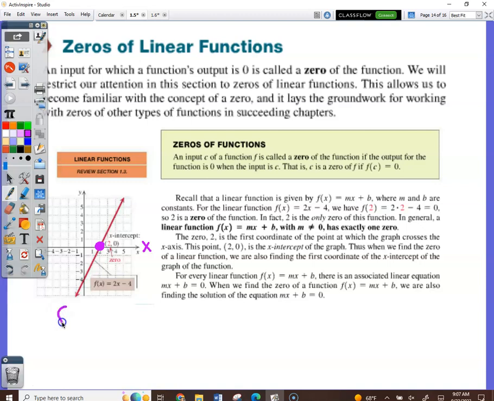There are 4 more words to represent zeros. Well, 3 more words. You have the word zeros itself. You have x-intercepts. You have solutions. Then you have the one some people struggle to remember, roots. The way I remember roots is I think of where do the roots of a tree start? Right when it hits the ground, right? So I think of the x-axis as the ground, and this is the root.